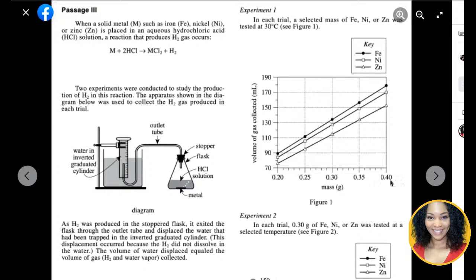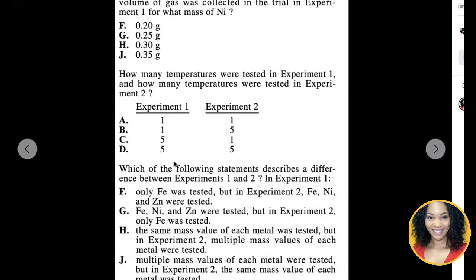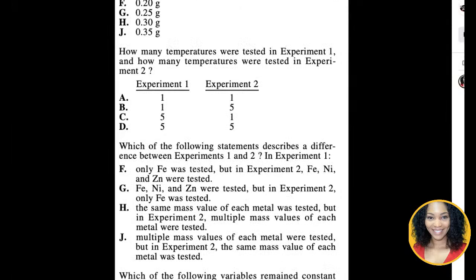So therefore, it is incorrect because they said it was only tested 1 time in experiment 1. Okay. So that means we have eliminated F, G, H, and therefore J is the only one left and has to be the correct answer, but you could look at it and confirm it to make sure.